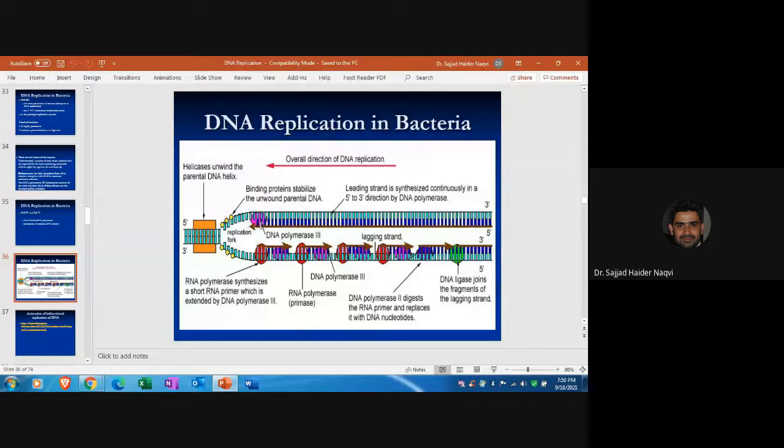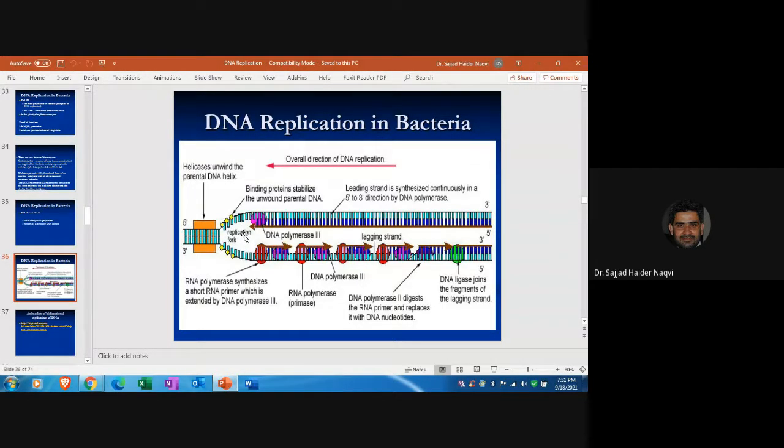Now, this is a picture again. That's a complete picture of the DNA replication. I'll spend some minutes on this picture to give you a bit of an overview of what we have studied till now. So if you look at this strand, this is the leading strand, and that is the lagging strand. This is the point from where, you can see, the replication fork is there and the unwinding takes place.